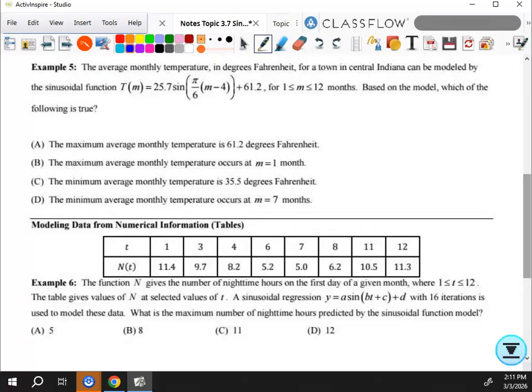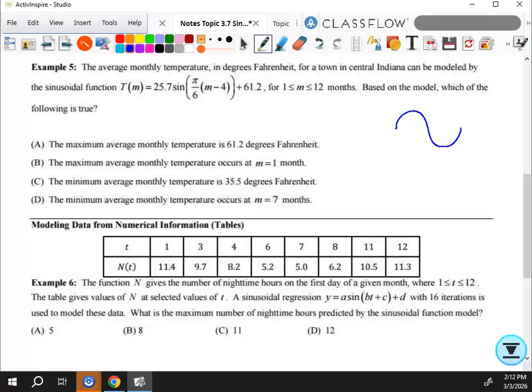Okay, so now we have: the average monthly temperature in degrees Fahrenheit for a town in central Indiana can be modeled by this function. Based on the model, which of the following is true? So it's asking me about the maximums, the minimums, what they are, and where they are. I'm going to start and keep adding to this. This is sine, so I'm just going to draw one little cycle of sine. Like that other picture I just showed you, there's an x and y axis somewhere, I don't know where, and I don't really care, not at this point anyway.